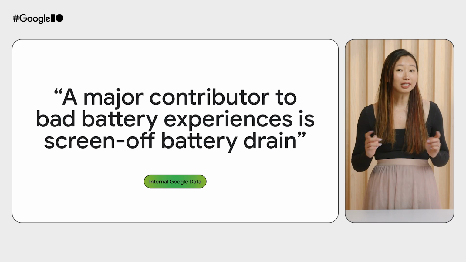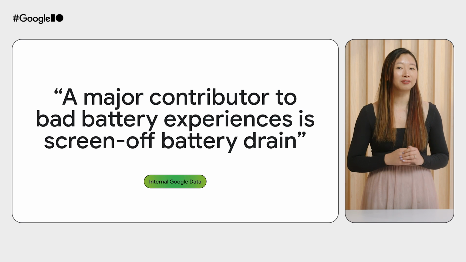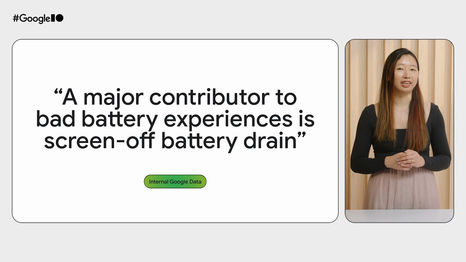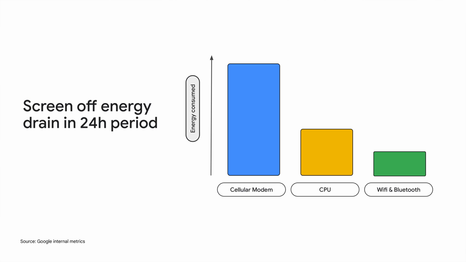You may be wondering, doesn't battery drain mostly happen when the device is awake? This is true. However, based on internal research and testing, a major contributor to bad battery user experiences is screen off battery drain. When looking at screen off battery drain, our internal metrics show that the battery is consumed most by the following hardware components: cellular modem, followed by the CPU, then Wi-Fi and Bluetooth combined. Later, we will discuss how to analyze power drain of these hardware components.